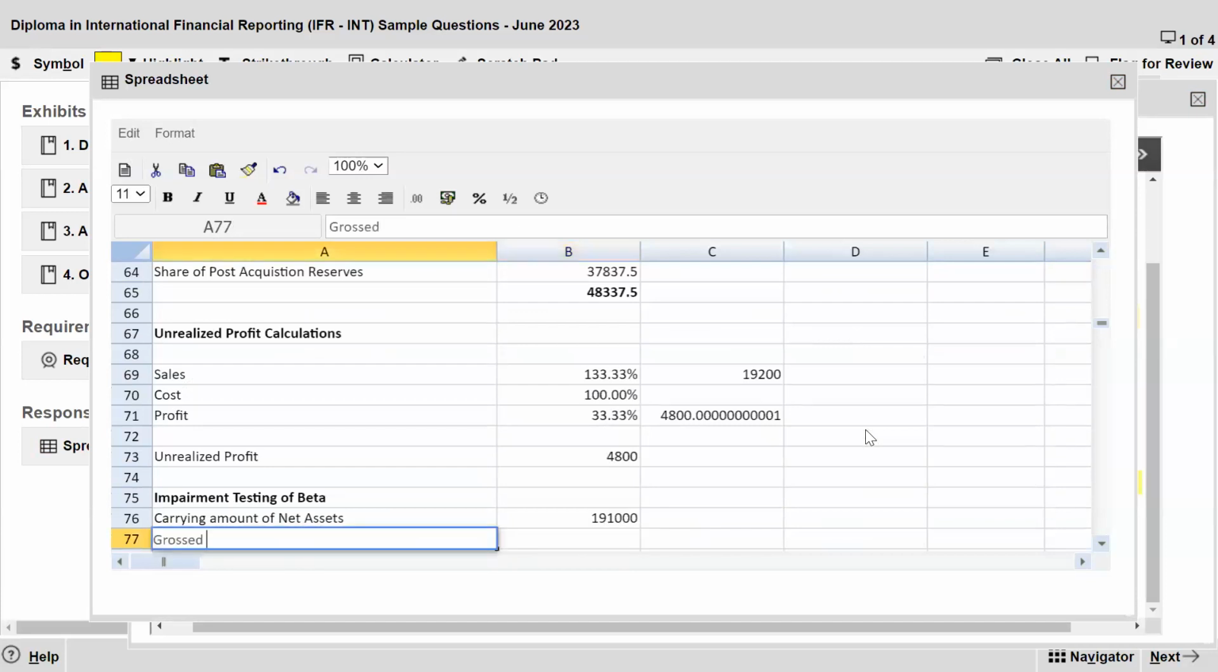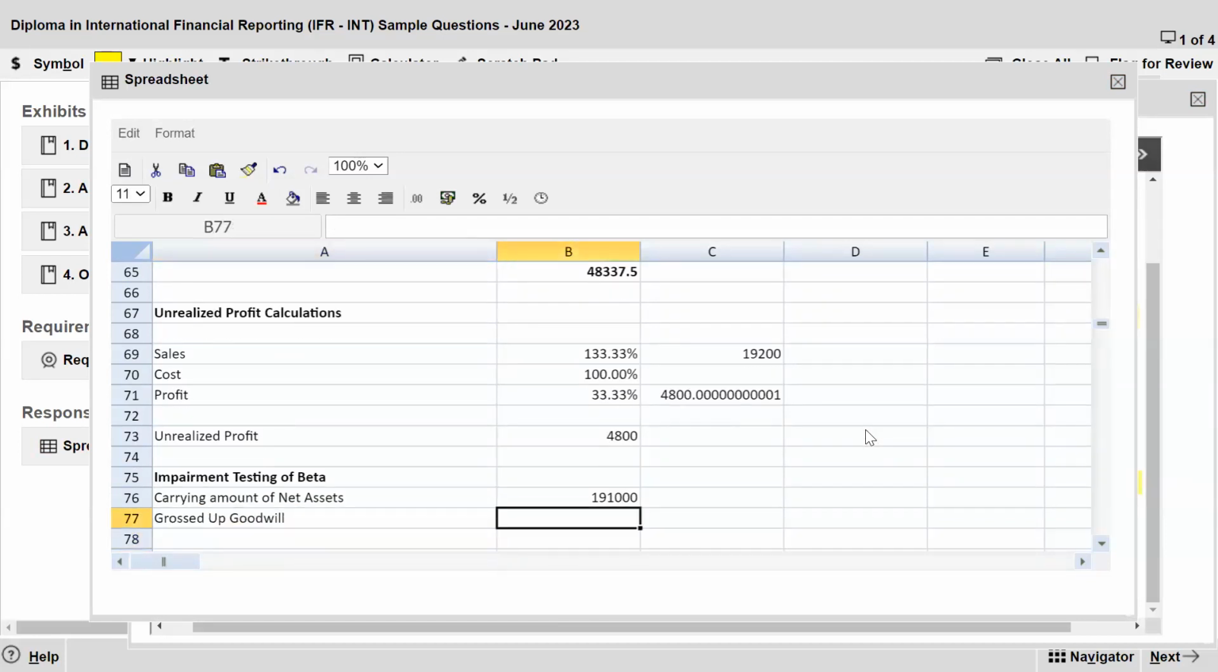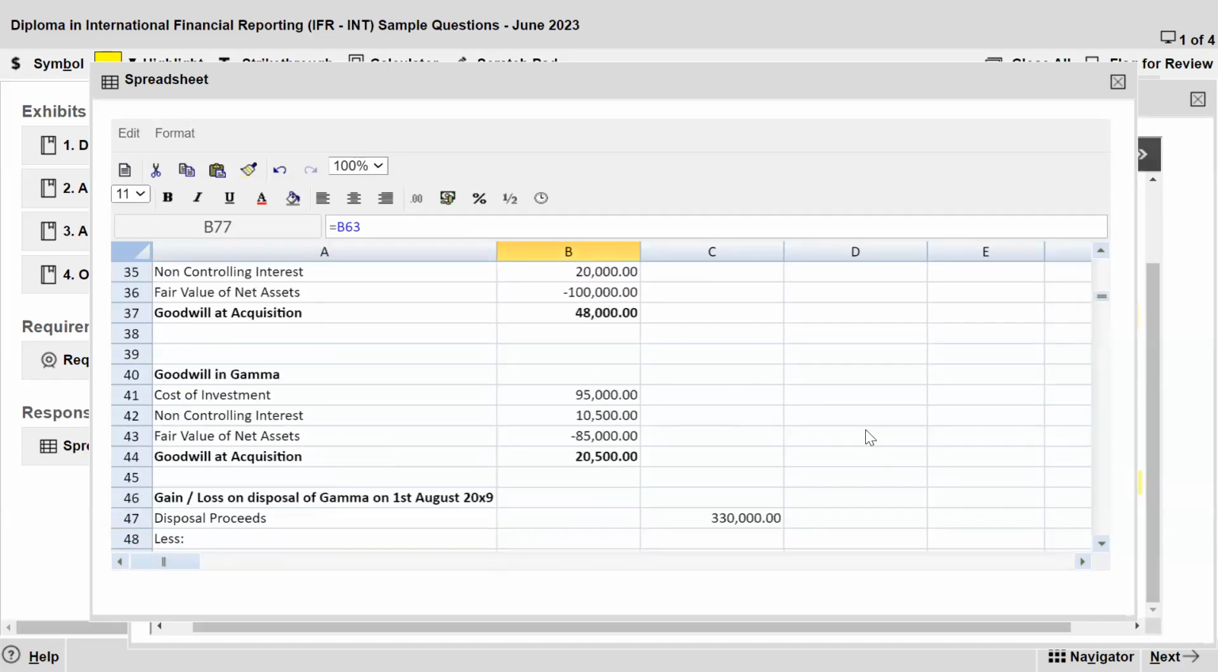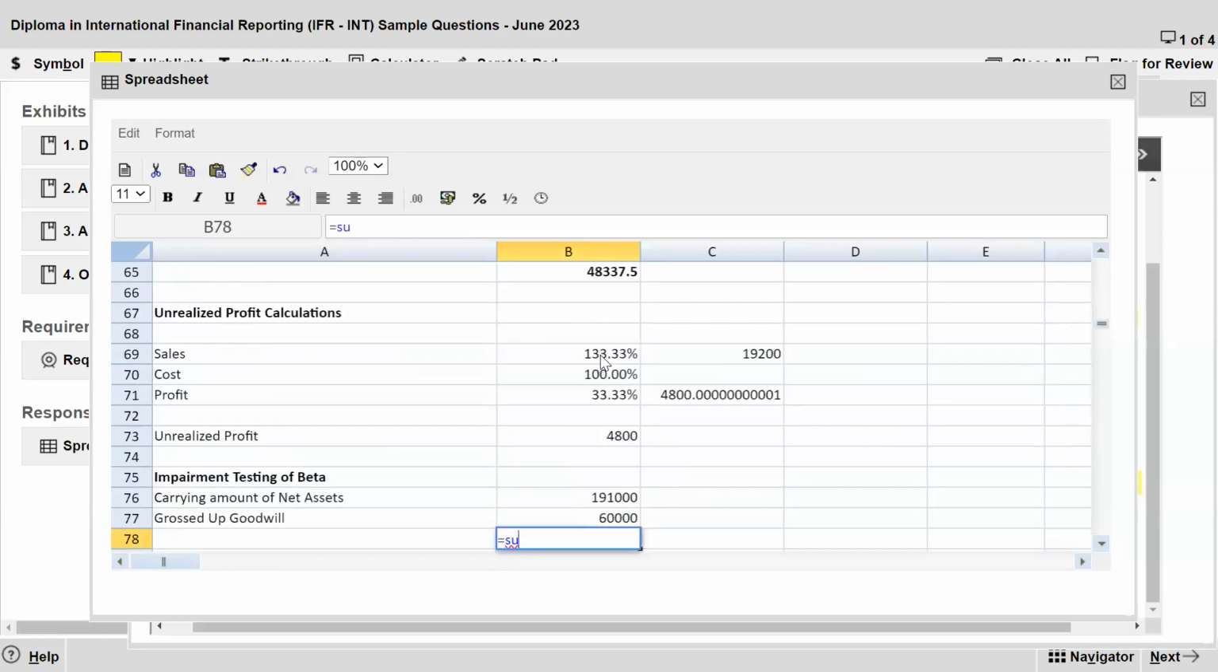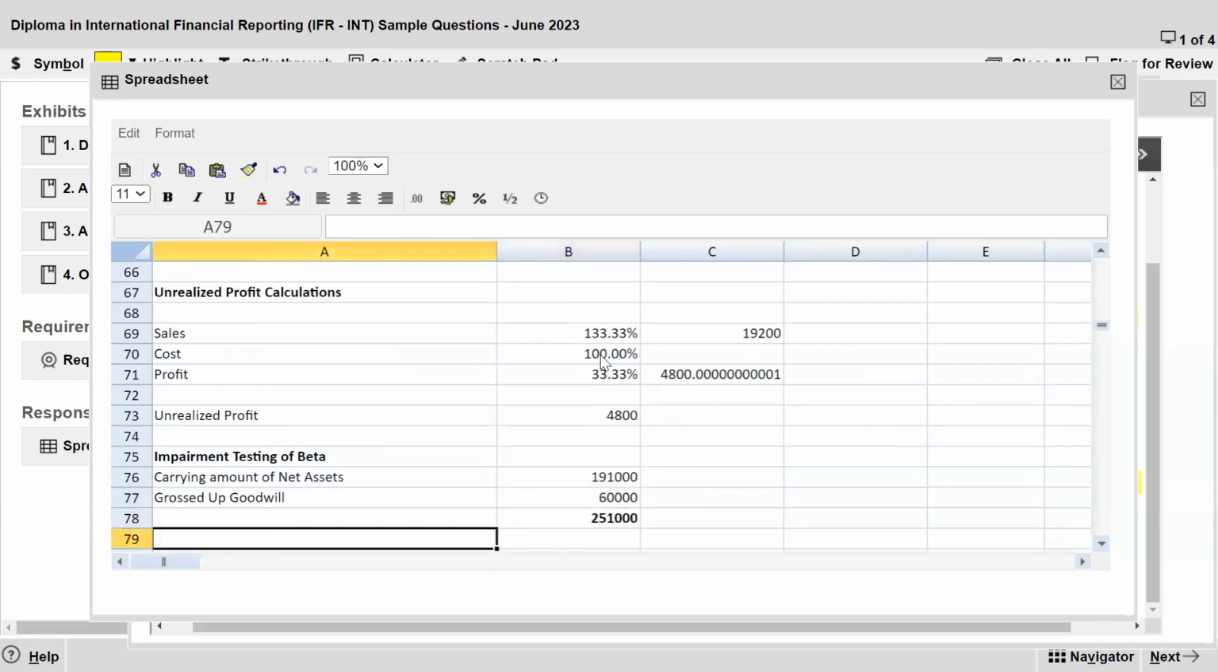The grossed up goodwill. Why grossed up goodwill? Because it was a proportionate goodwill, right? So what do we need to do? We need to take this goodwill divided by 80%, which is 0.8. Why? Because we need to have the 100% goodwill. So hence resultingly, this is what you have, 251,000.